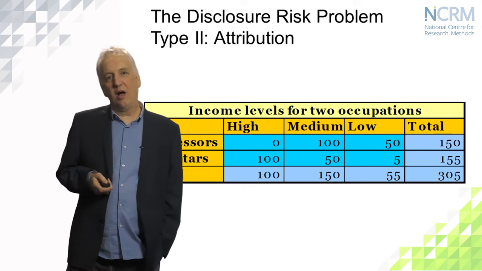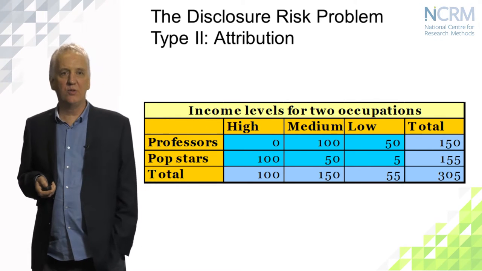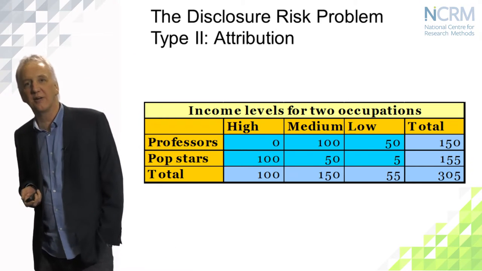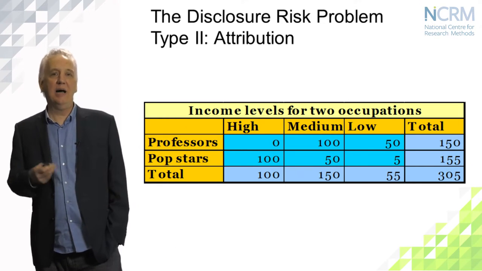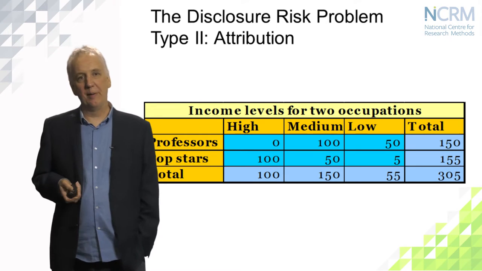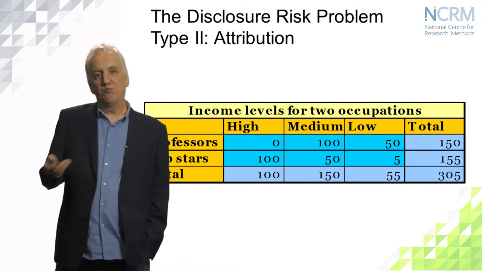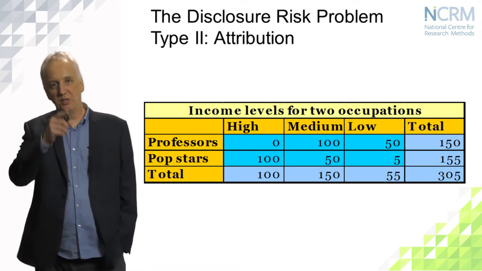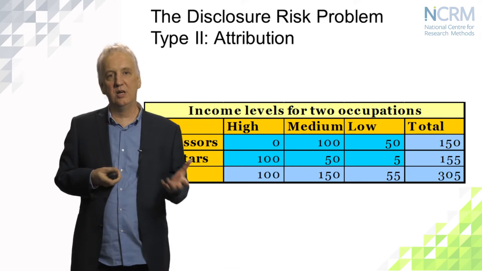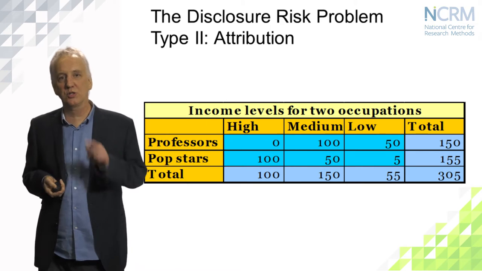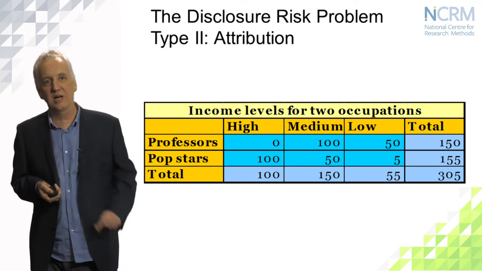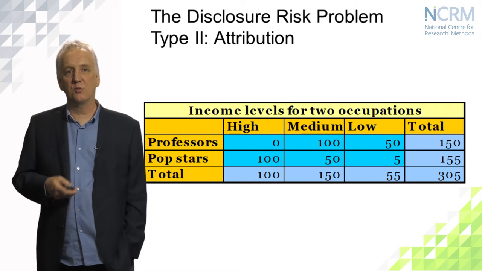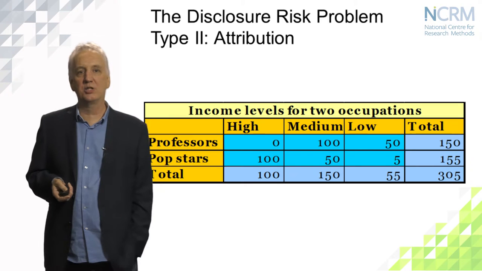Okay, so it might be that you focused on the low-paid pop stars. There's only five of them. They look a bit lonely down in that corner. And perhaps you thought that was a low number. Actually, you might be able to identify by saying, oh, look, I know a lowly-paid pop star. There they are. But you haven't learnt anything. Because in order to place them in that cell in the table, you had to already know they were a low-paid pop star. So you've disclosed no new information.